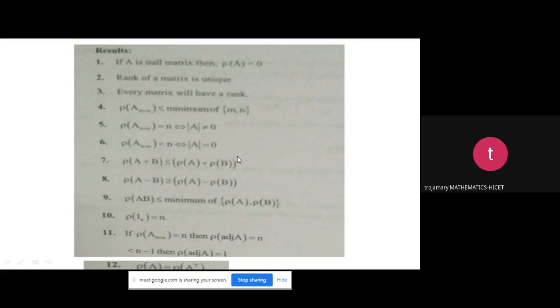Then rank of A and rank of A transpose are both equal. Remember these results well. Rank of A plus B is less than or equal to rank of A plus rank of B. Similarly, rank of A minus B is greater than or equal to rank of A minus rank of B. And rank of A equals rank of A transpose.